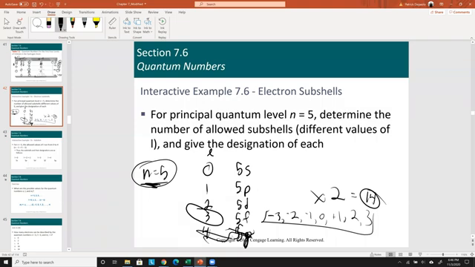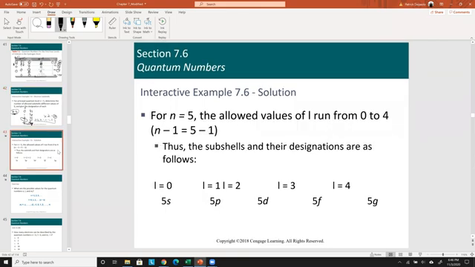So we can use this to figure out a lot of stuff. Anyway, you come up with those 5s, 5p, 5d, 5f, 5g.